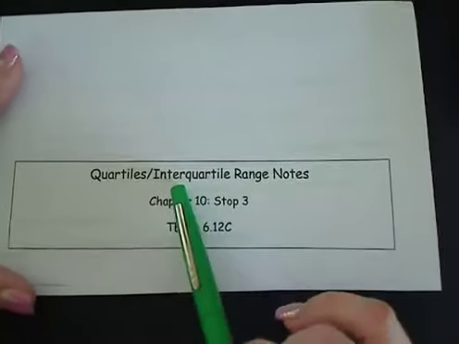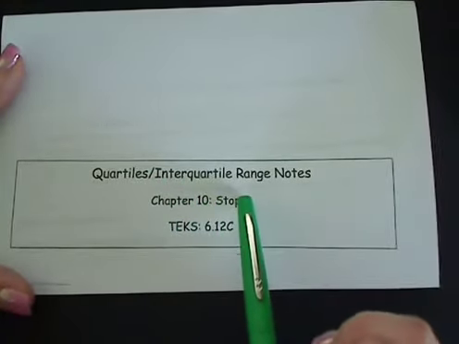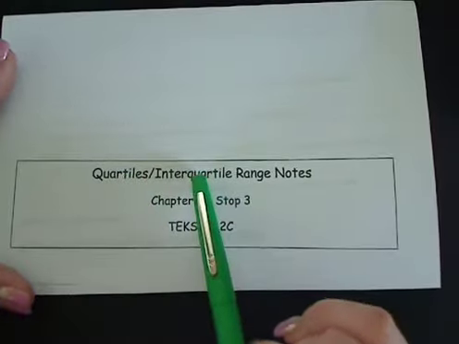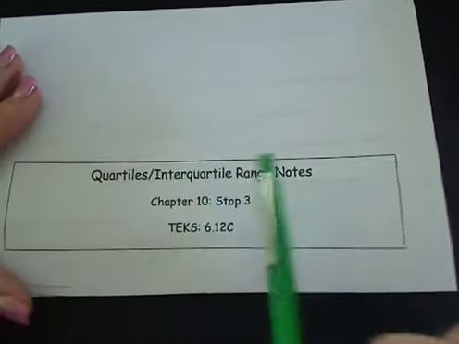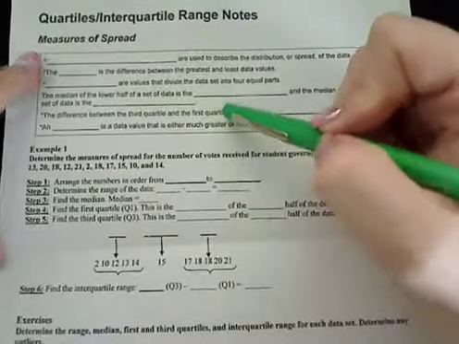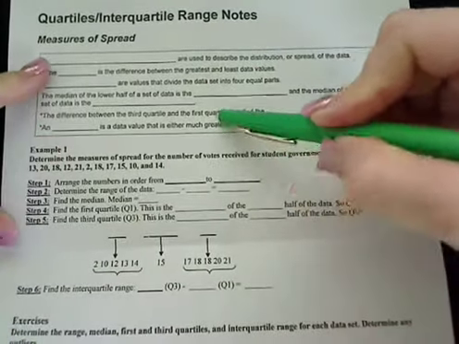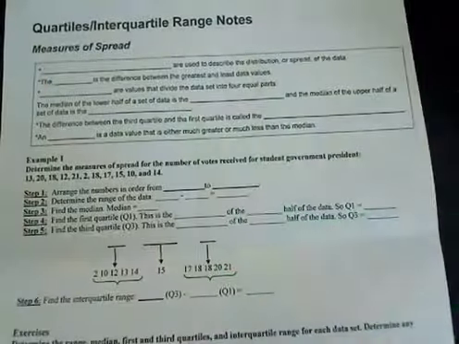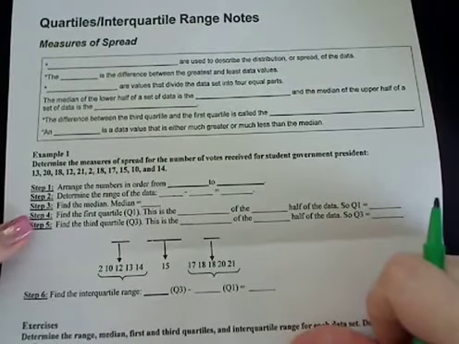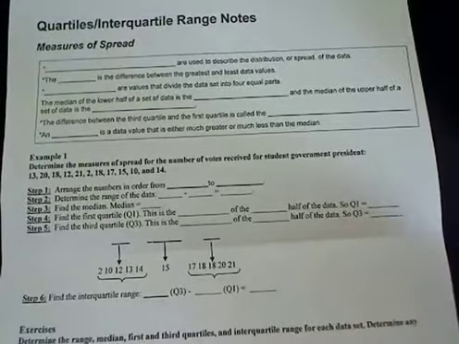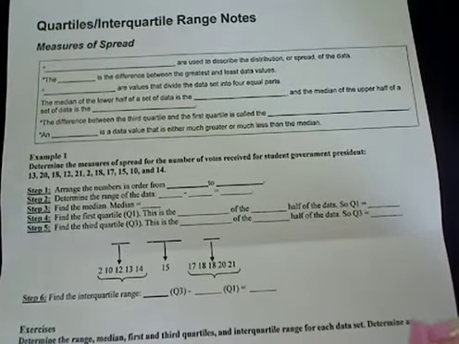Alright, these are your notes for Chapter 10, Stop 3, Quartiles and Interquartile Range. Okay, quartiles and interquartile range. So if we go ahead and open these up, we're going to start with some vocab at the top, and then we'll go into just practicing finding those things. And we'll have some steps here to show us how to do that each time that we can follow to help us find our answers.